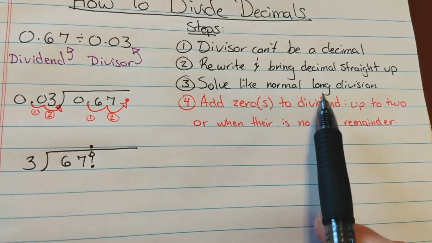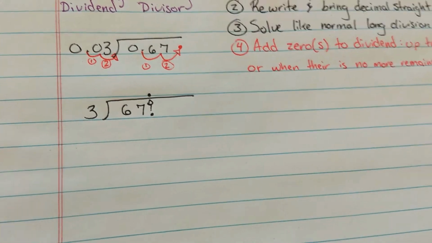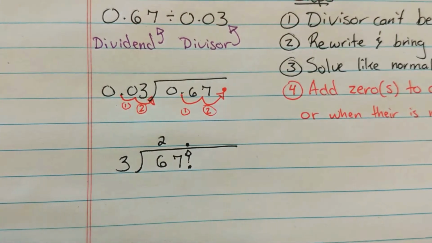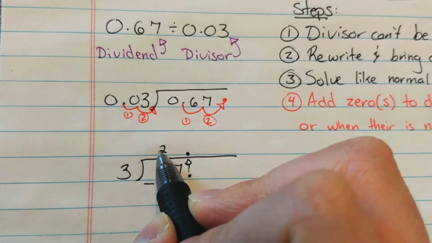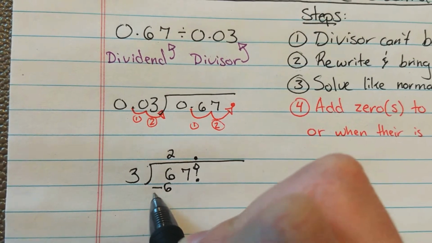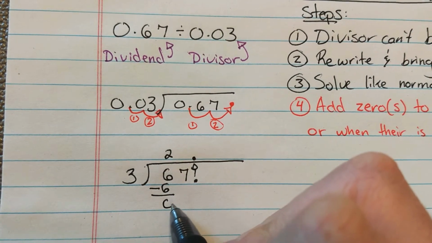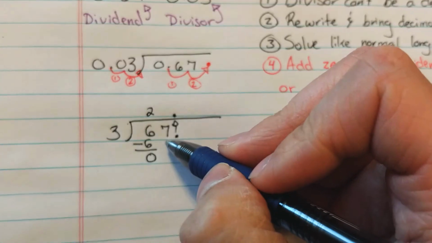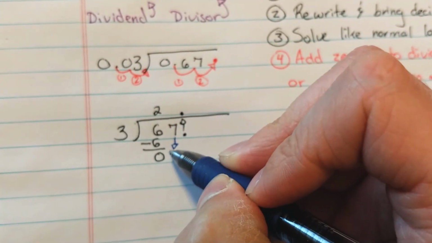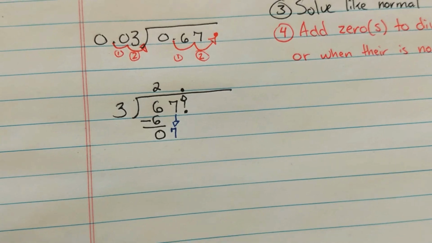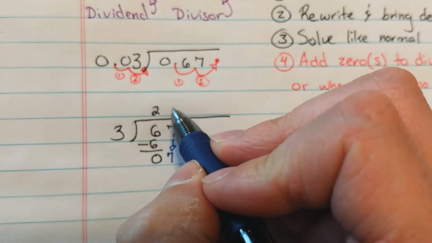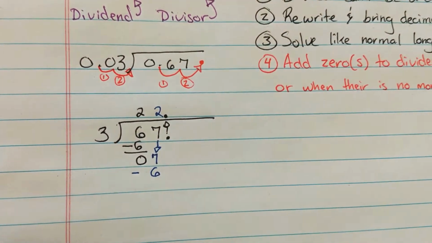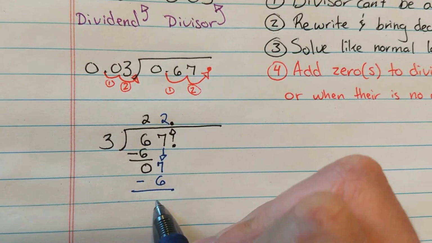Step 3, I'm now going to solve like it would be a normal long division problem. 3 goes into 6 2 times. So I subtract 3 times 2 is 6. So I subtract that 6 away and I get 0 left over. I then bring down my next number, which is a 7. 3 goes into 7 2 times, and 3 times 2 is 6. I subtract that out, and I have 1 left over.